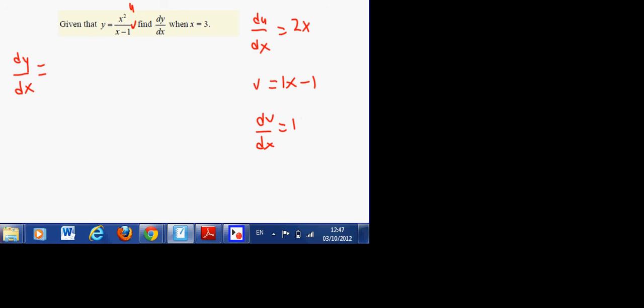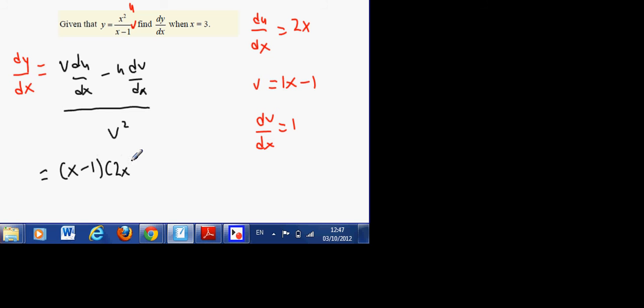Okay, now you've got to fill out your quotient rule. Your quotient rule is v du dx minus u dv dx all over v squared. Okay, what you get here is the following. You're going to get x minus 1 times the du dx, which is 2x, minus u times the dv dx.